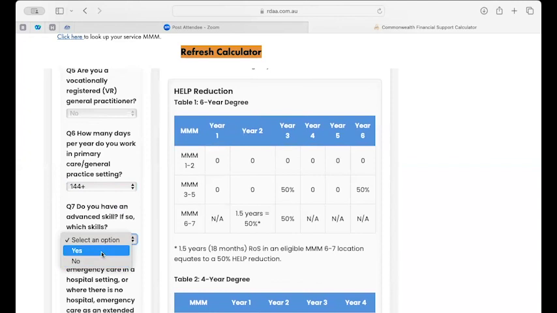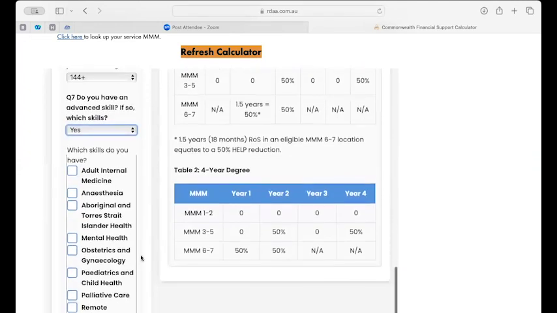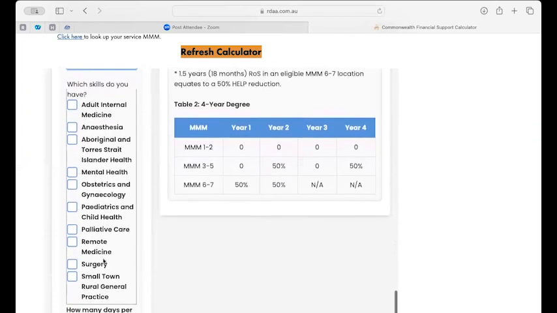Do they have an advanced skill? Yes. Which one is it? And they're all here, including RACGP's new small town rural general practice.